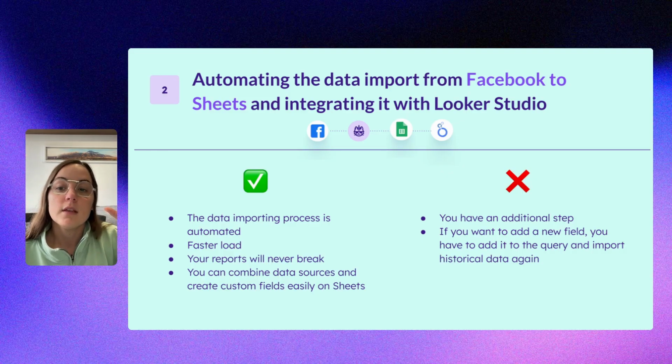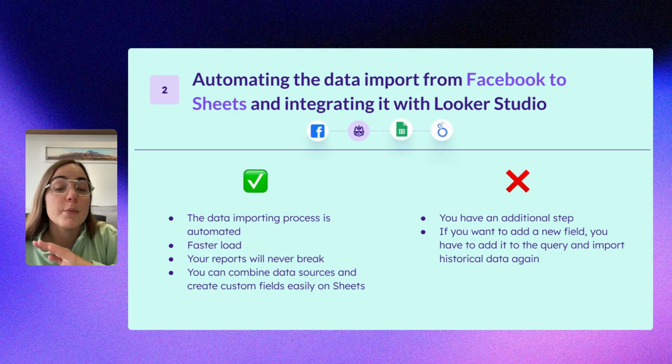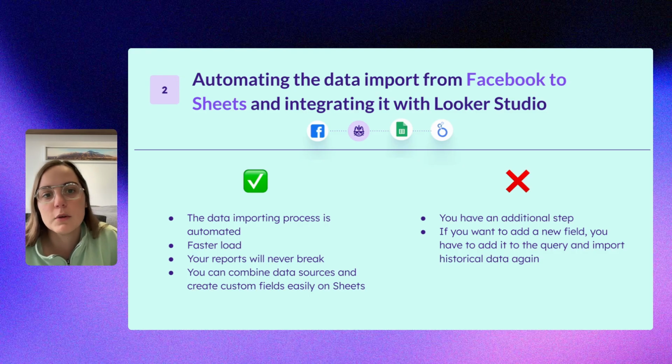You have faster load sometimes because you have your data stored in a Google Sheet, and that loads very fast because of the native integration of Looker Studio with Google Sheets. Your reports will never break because they are connected to Google Sheets. The data importing process is automated if you do it with an extension that makes the process faster. And you can combine data sources and create custom fields very easily in Google Sheets because you know how to do it. And the downside of this option is that you have an additional step in the middle, so it might be more time consuming.